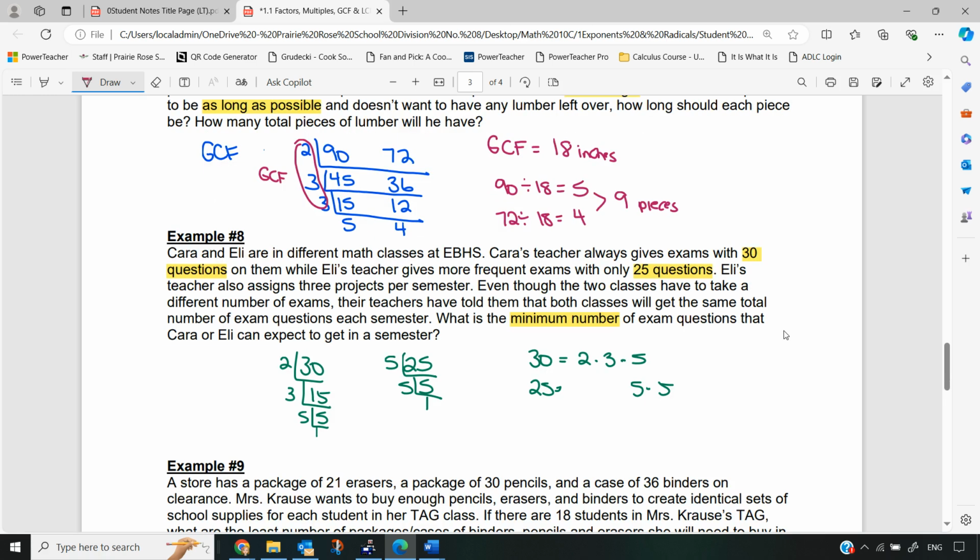All right, so I've used our original method here for LCM. I've got that 30 is 2 times 3 times 5, and 25 is 5 times 5. If I'm looking for my LCM, again, I look for what's in common first. There's 2 numbers, so I'm looking for the doubles, and then I'm looking for all my singles. So my LCM is going to be 2 times 3 times 5 times 5, which is 150. So given this example, the two students will write a minimum of 150 exam questions in the semester.